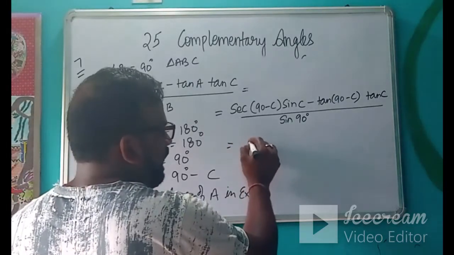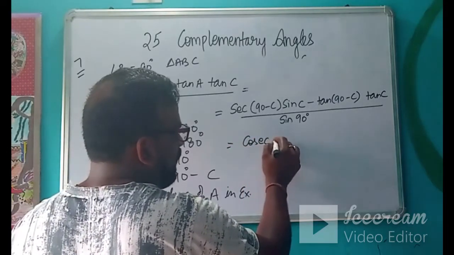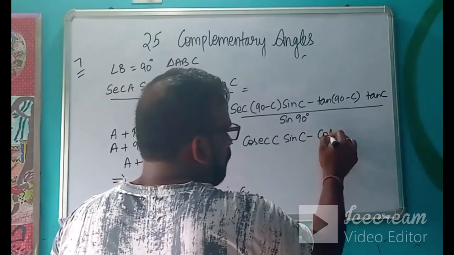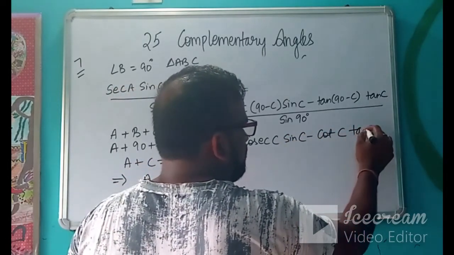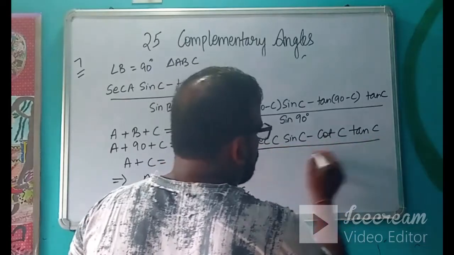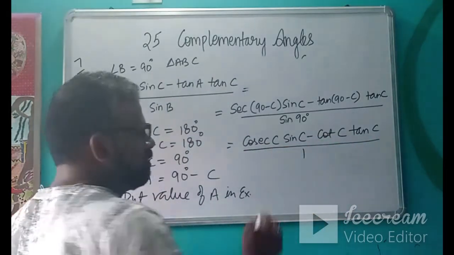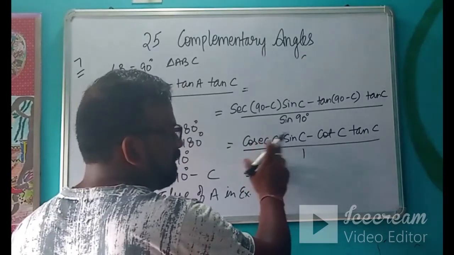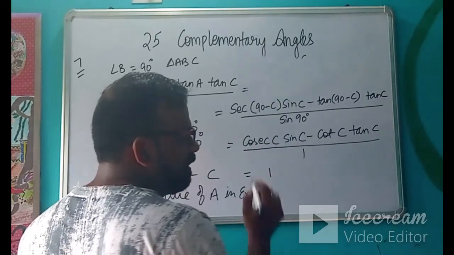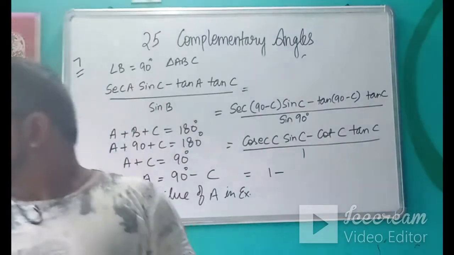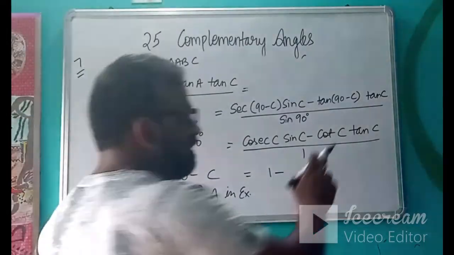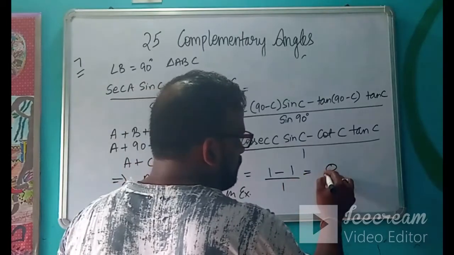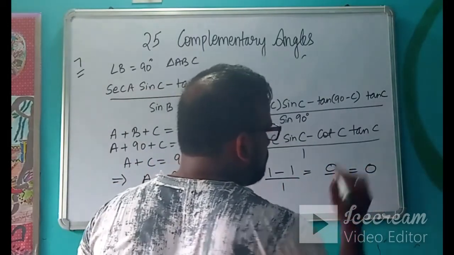So what was sec? It was cosec C, sin C, cot C, tan C upon, and what was sin 90? Sin 90 was 1. Again we will use the reciprocal relation, that is cosec theta into sin theta is 1 minus tan theta into cot theta is 1 upon 1. So it is 0 upon 1 and you will get 0.